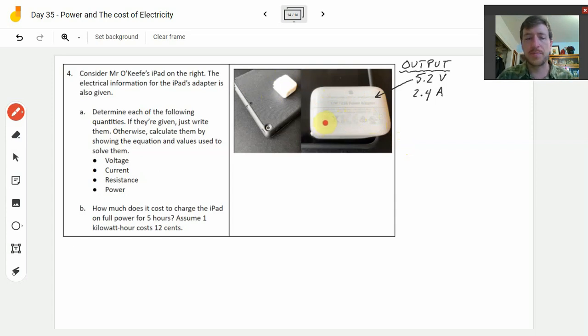That's a 120 volt outlet. But the output is the thing that we're actually concerned with, because the output is what is actually charging your battery, and that's the electricity that you're actually using within your circuit. So anytime that you see these, we're concerned with the output. If you zoom in on this one, from Mr. O'Keefe's iPad, its output is 5.2 volts, and it uses 2.4 amps of current. So here we know the voltage is 5.2 volts and the current is 2.4 amps.